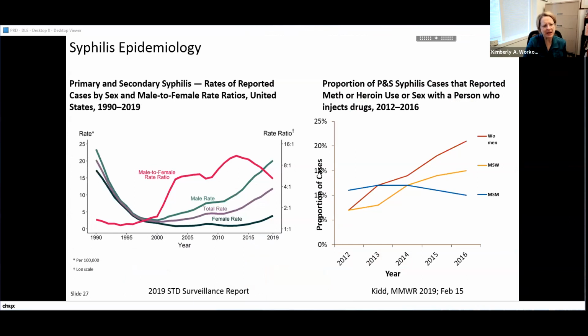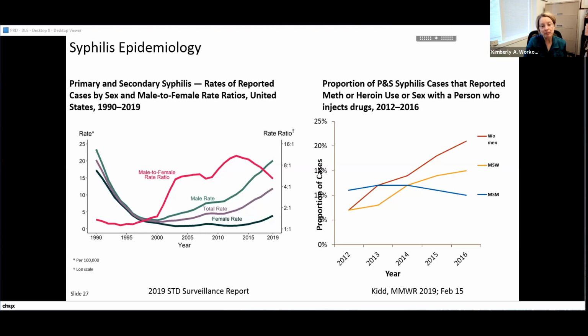Let's talk about the epidemiology of syphilis per the most recent CDC surveillance report. What you see here on the left is that the male to female ratio has gone down because the female rate has dramatically gone up. The rates continue to go up.